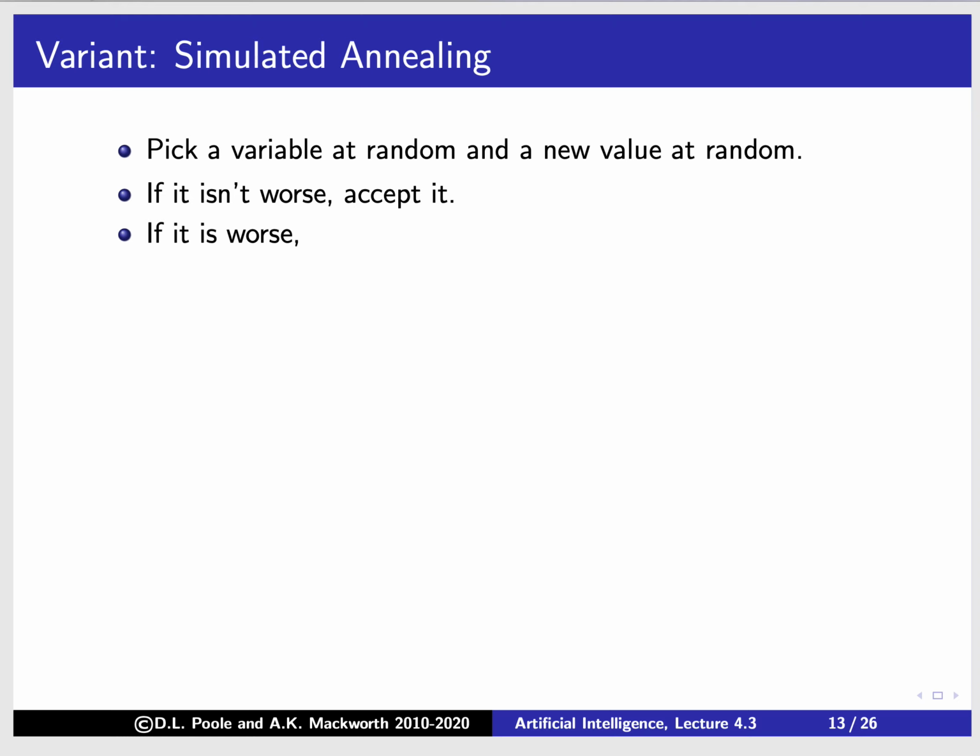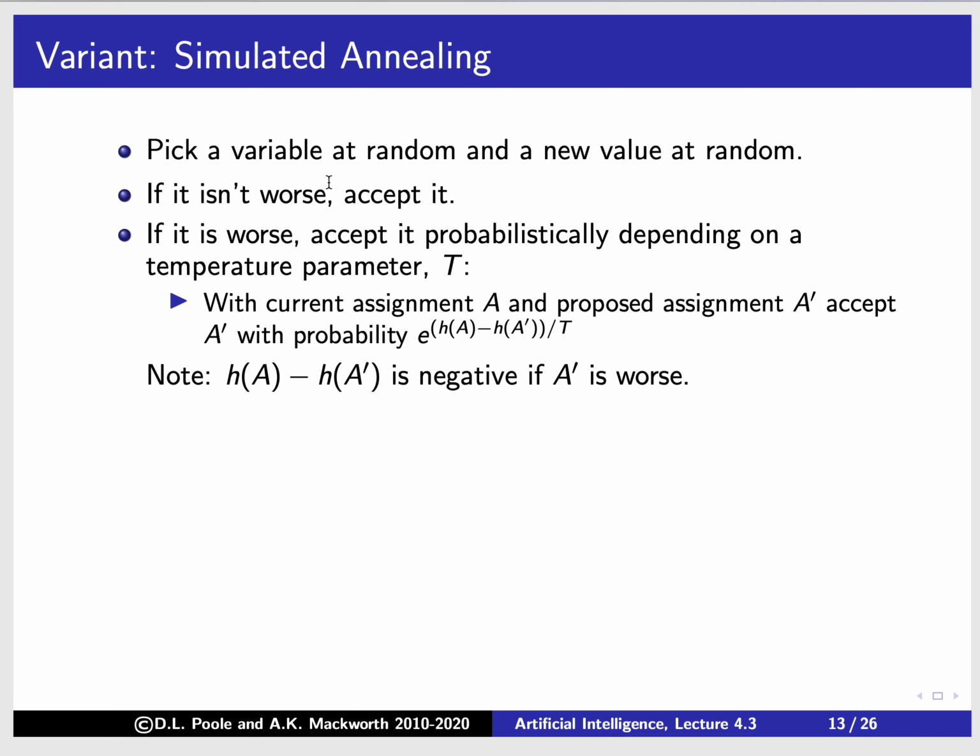There's one variant of this, which is called simulated annealing. We're going to pick a variable at random and a new value at random. If it isn't worse, we're going to accept it. And if it is worse, what should we do? Well, we could just reject it. But instead, we're going to accept it with some probability, depending on something called a temperature parameter T. With the current assignment A and the proposed assignment A prime, we accept it with a probability that's an exponential of the difference in the heuristic value divided by the temperature.